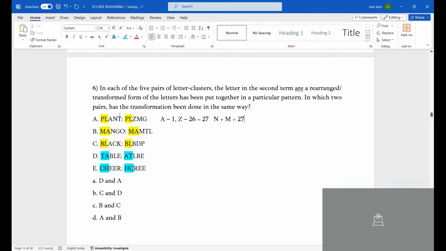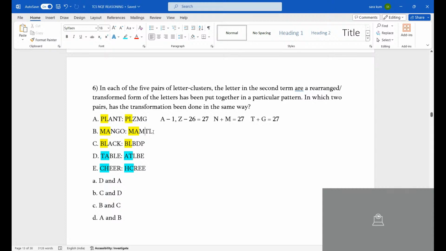Similarly, T plus G is also 27. Here I have T is 20, G is 7. So together you will have 27. And A plus Z is also 27. So that is the logic here. Similarly, here also N and M is 27, G and T is 27. O and L is 27 because O is 15, L is 12. O plus L is definitely 27. So these two are the options that they're talking about.